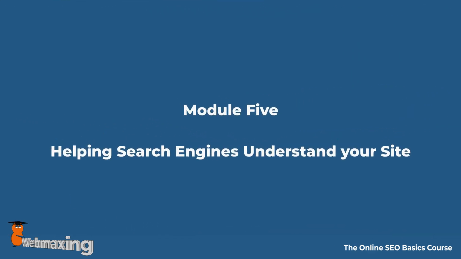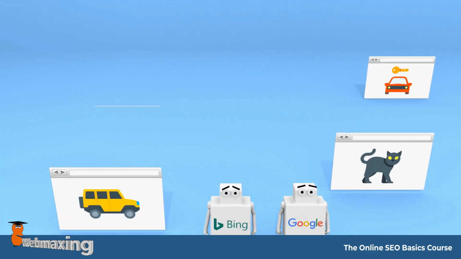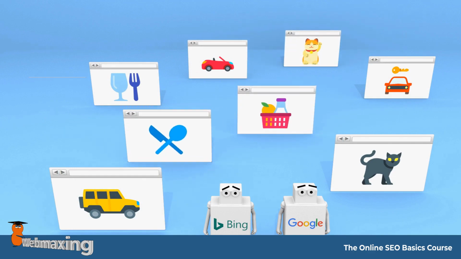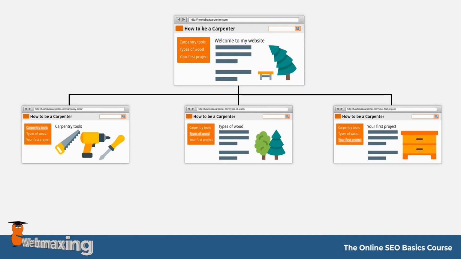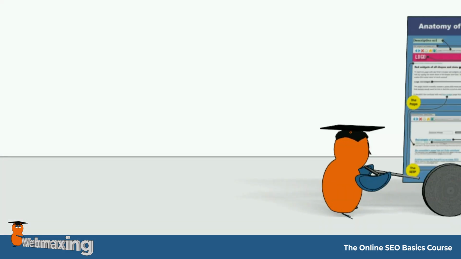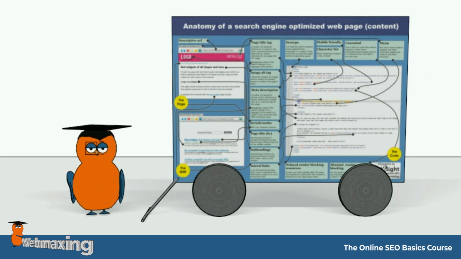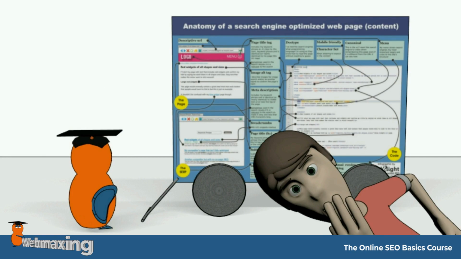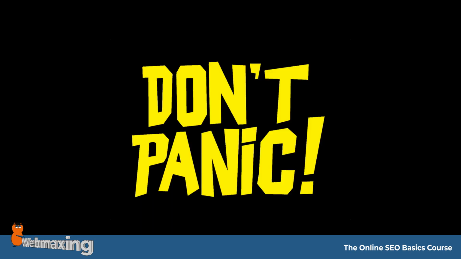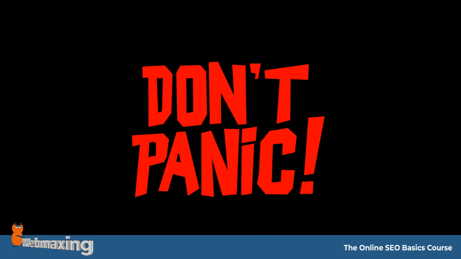Module 5 outlined how we can help search engines understand the basic structure of our website. But how can we be sure they understand what each individual page is about? Well, here is the anatomy of a search engine friendly web page. Don't panic, we'll break it down into bite-sized chunks in no time.